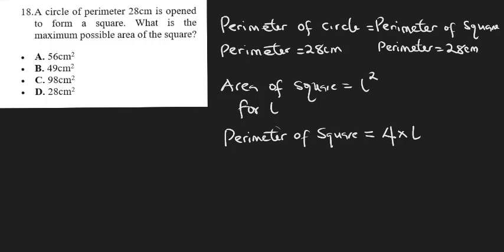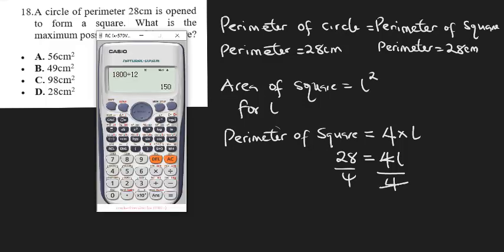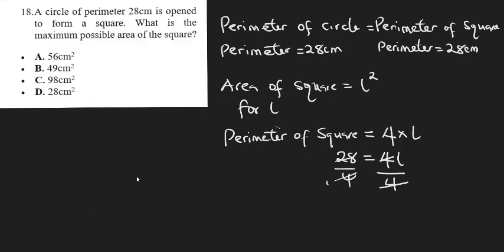So we're going to say this is what? 28 centimeters is equal to 4L. You know, 4 times L is 4L. So in order to get L, we divide both sides by 4. So this 4 cancels this, and you have 28 divided by 4, which is 7, right? So this 4 here is 1, this 4 here is 7. So therefore our L is equal to 7.